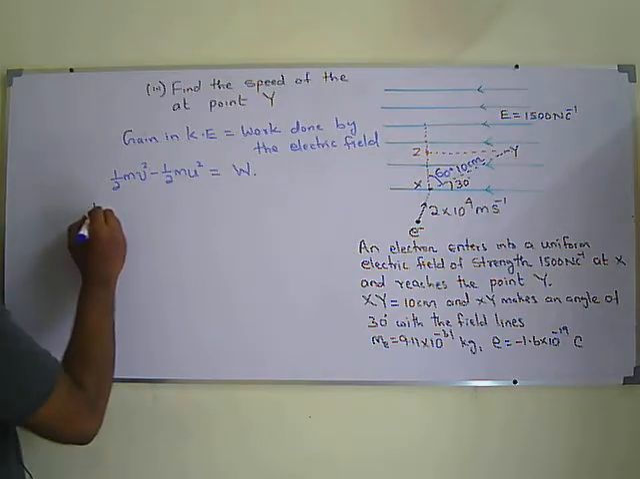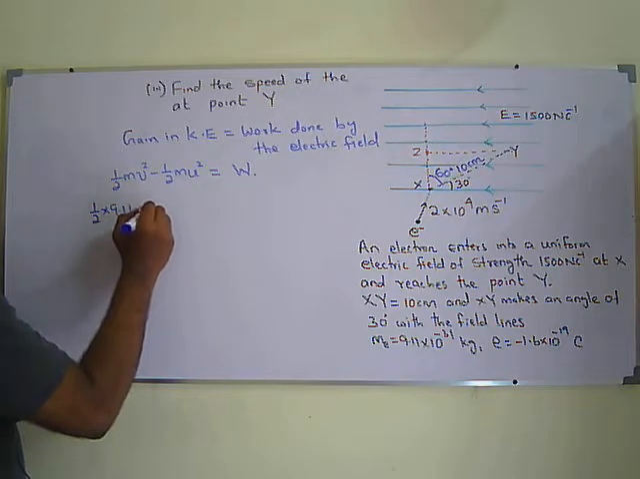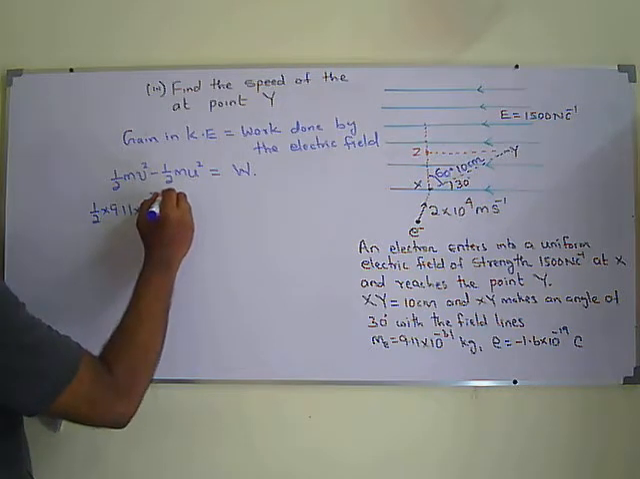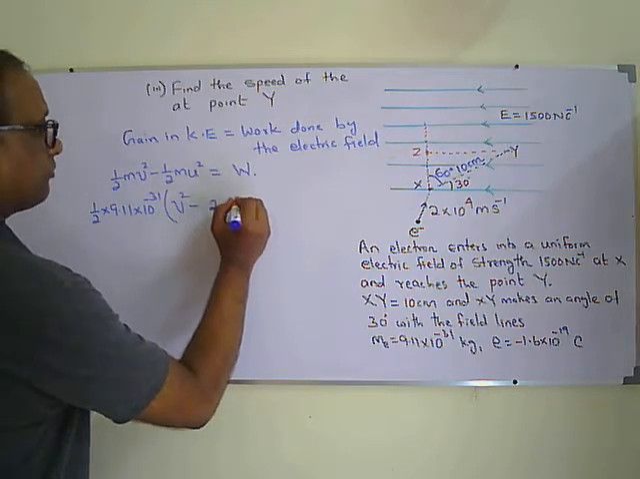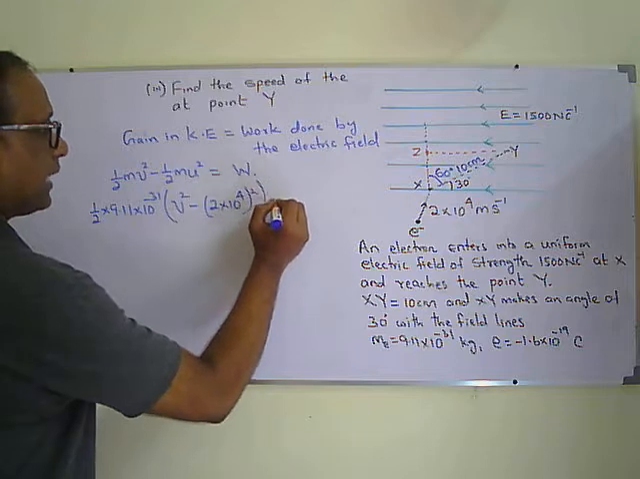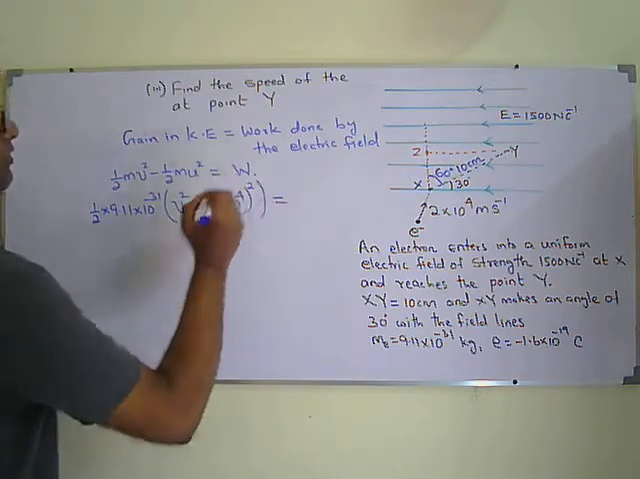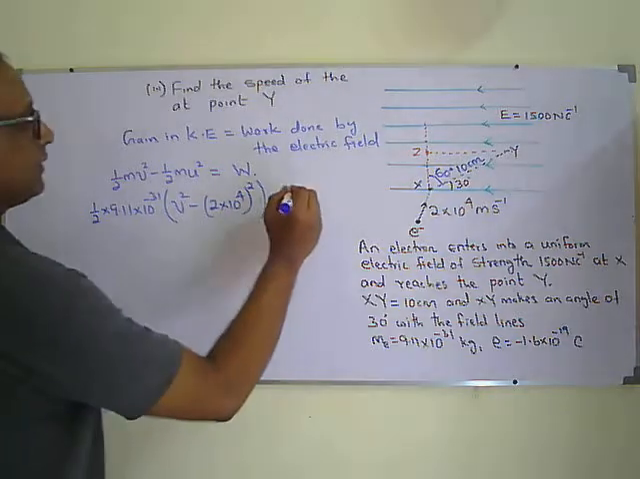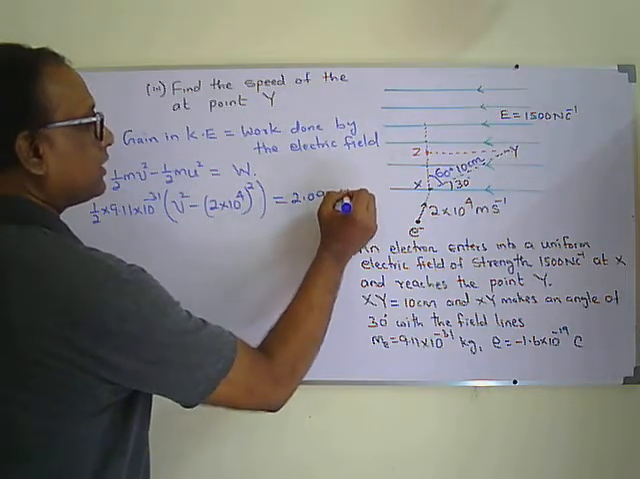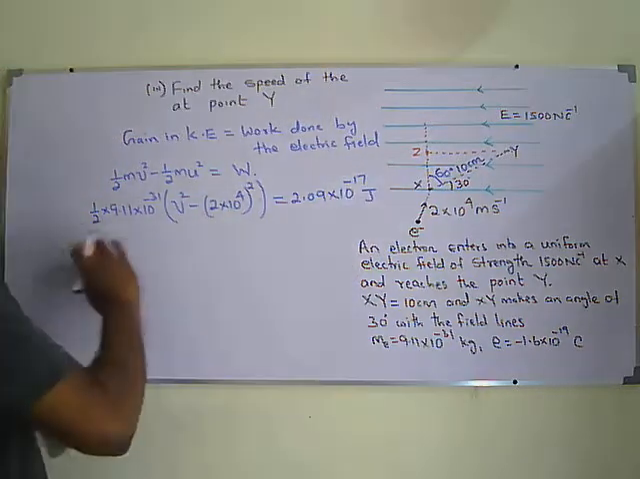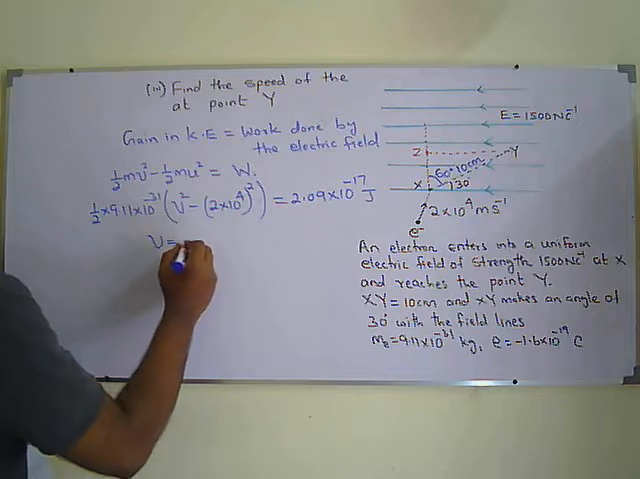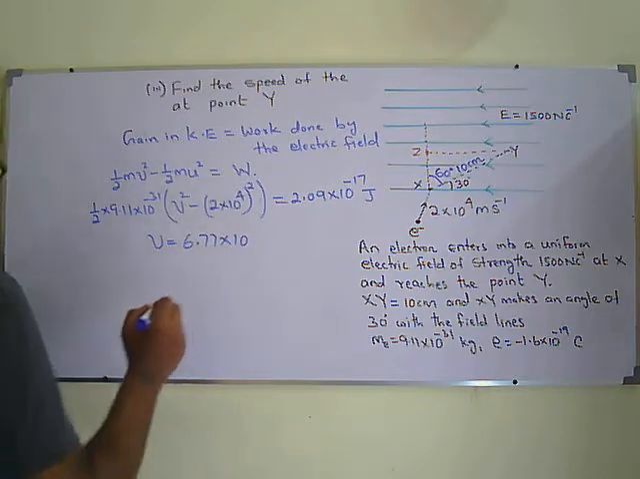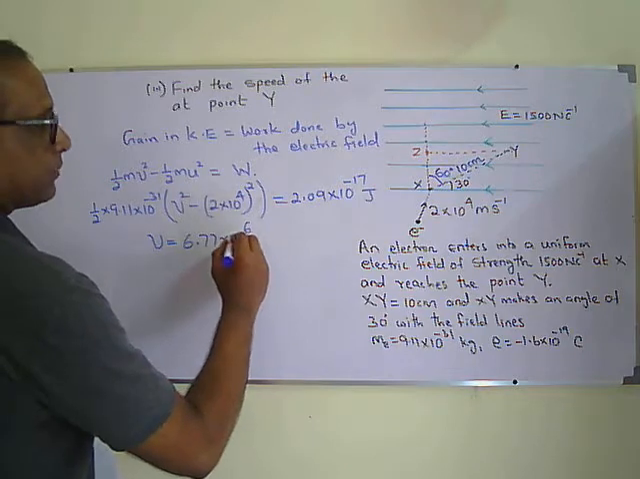Okay, so we know half times 9.11 into 10 to the power minus 31, the same mass, taking it common, times v squared minus the initial speed, 2 into 10 to the power 4, all squared, is equal to the work done. We found it in the previous part, that is 2.09 into 10 to the power minus 17 joules. Solve it and you will get the final speed v, which will be larger than the initial speed: 6.77 into 10 to the power 6 meters per second.